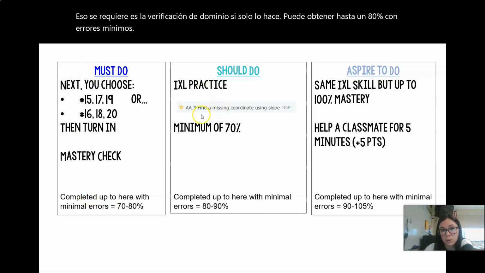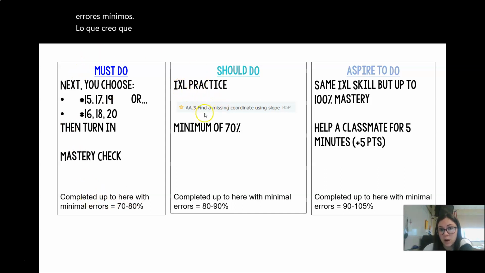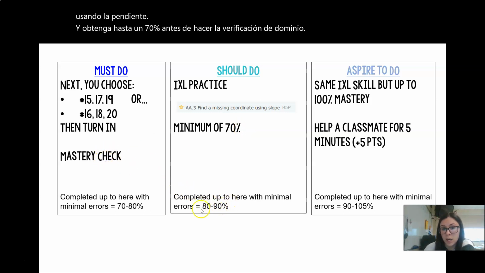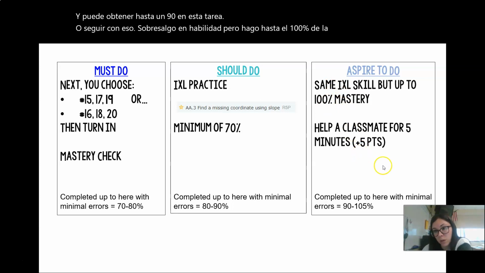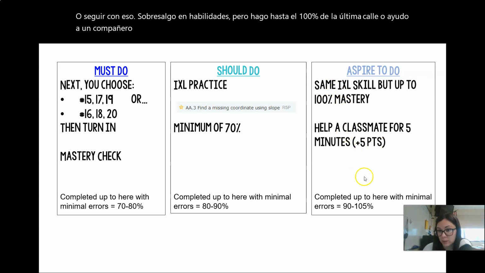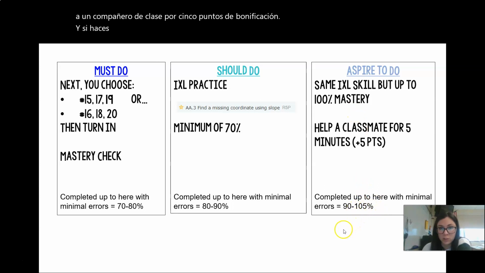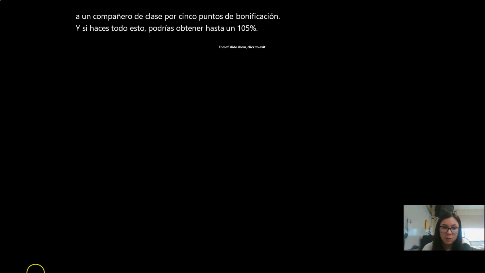What I think you should do is the IXL practice titled Find a Missing Coordinate Using Slope, and get up to a 70% before you do the mastery check. Then you can get up to a 90 on this assignment, or keep going with that IXL skill, but do up to 100% mastery, and or help a classmate for 5 bonus points. And if you do all of these, you could get up to 105%. All right, good luck.